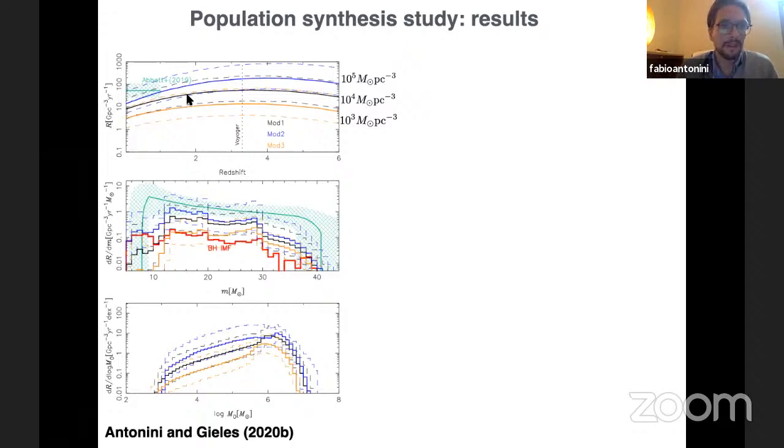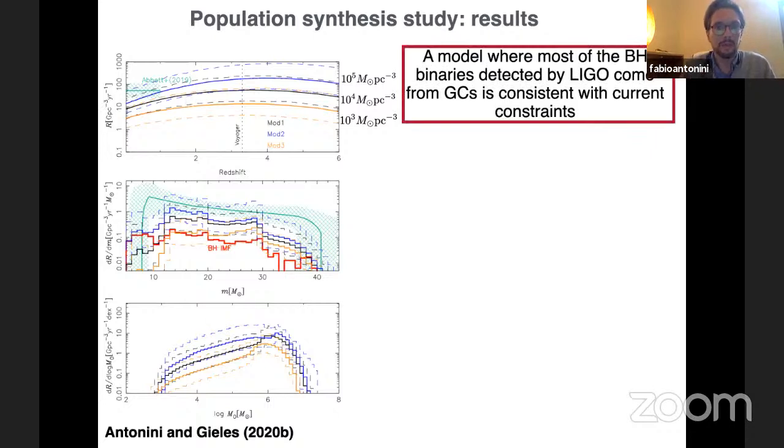The dashed lines here are the uncertainties, the 90% confidence bands associated with each merger rate estimate. And you see that within these uncertainties, our merger rate estimates are in quite good agreement with the merger rate inferred from the LIGO observations, which is about 40 per cubic gigaparsec per year, but this again will change in just 1 day or so. And so we conclude that a model where most of the black hole binaries detected by LIGO actually come from globular clusters is consistent with current constraints.